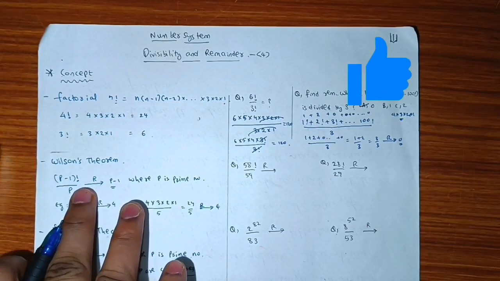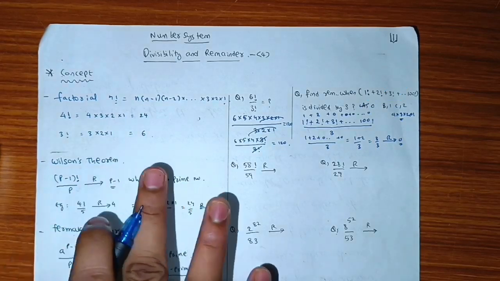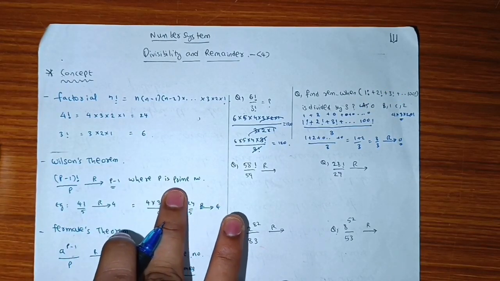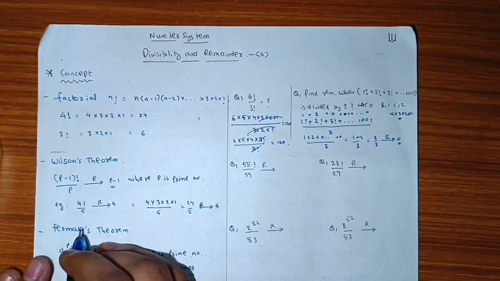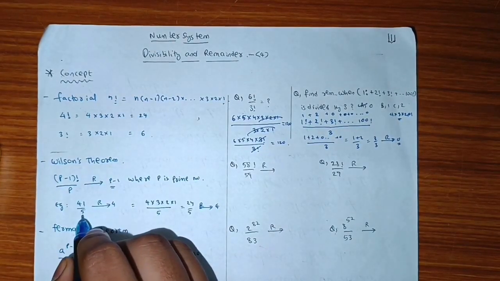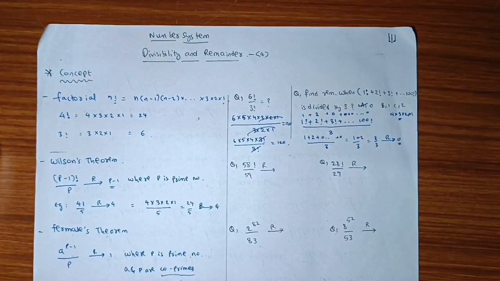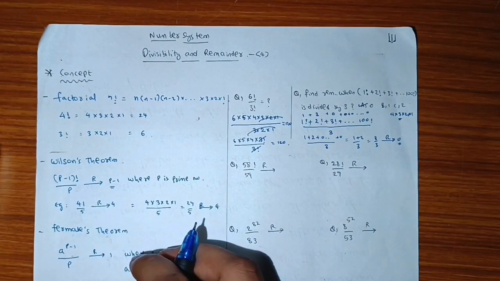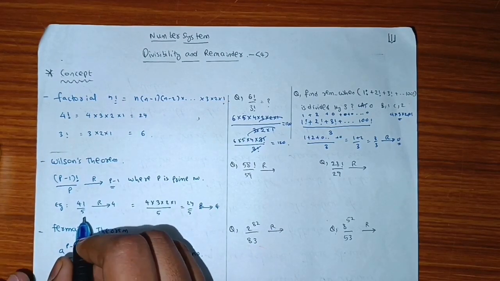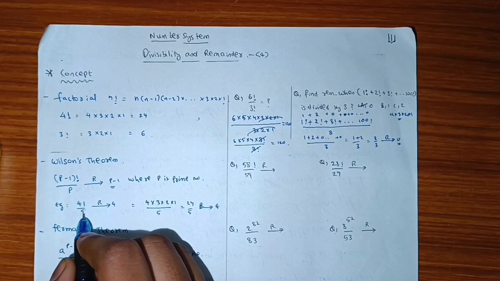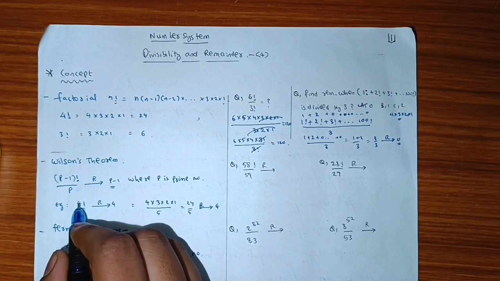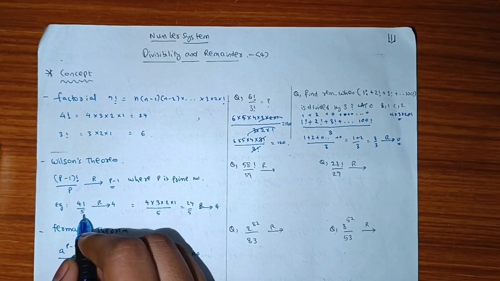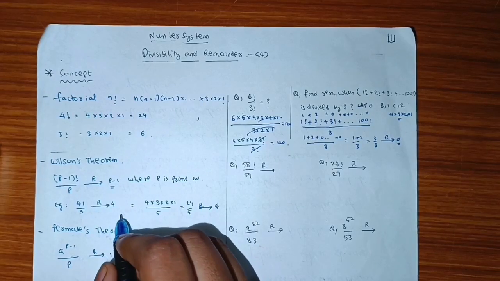If (P minus 1) factorial is divided by P, then the remainder will be P minus 1 only when P is a prime number. Example: here 4 factorial by 5. First you need to check whether the denominator is a prime number or not. So here 5 is a prime number. Then it is like 5 minus 1, like P minus 1, which is 4 factorial by 5. Then the remainder will be 4.